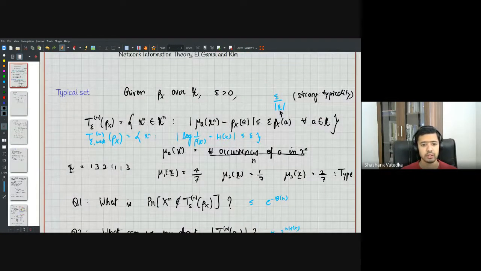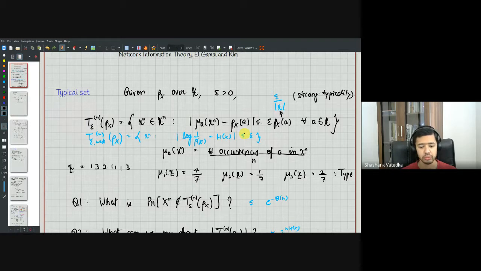So recall that for a given distribution Px, the typical set requires you to satisfy this particular property. So mu a, the empirical frequency of occurrence of any symbol a, should be close to the probability of occurrence of a. Now, if it's a continuous random variable, such a definition does not make sense because the alphabet itself is infinite, right? And the probability of occurrence of any particular symbol is exactly equal to zero.